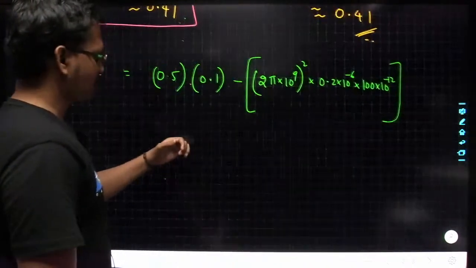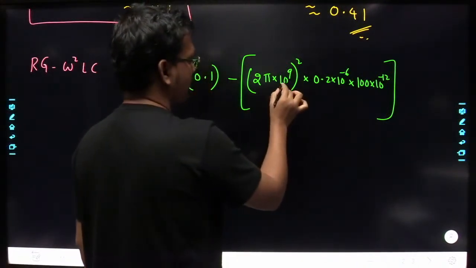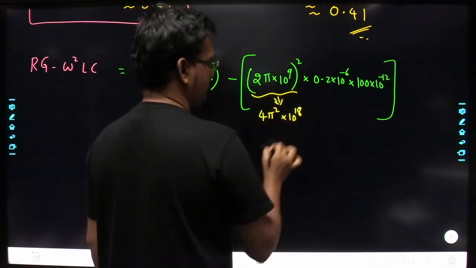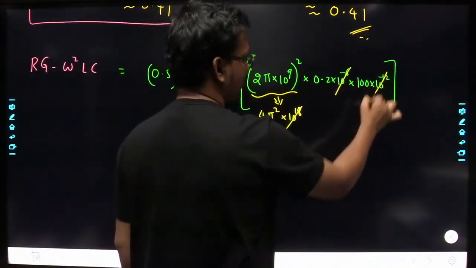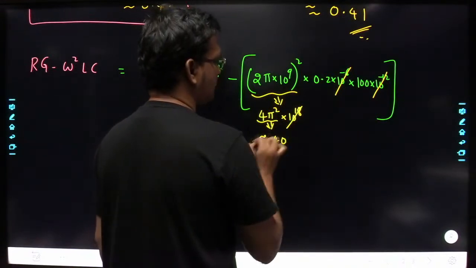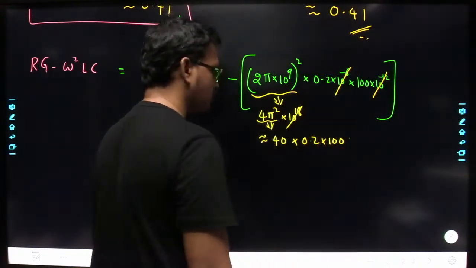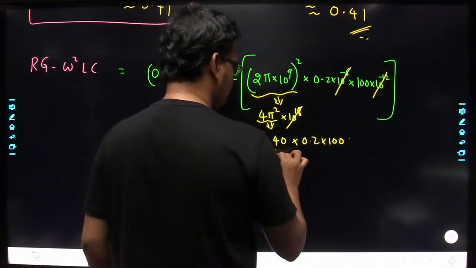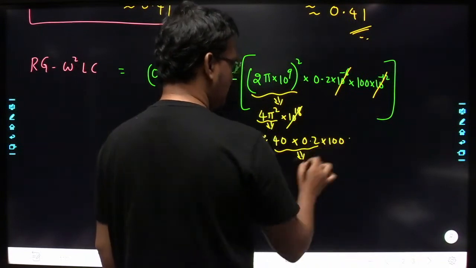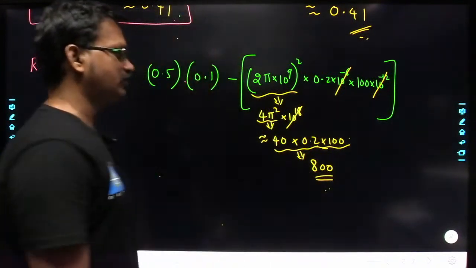If you do this, you are going to get 4 pi square into 10 power 18. Here 10 power 18 and 10 power minus 18 will get cancelled. So 4 pi square I can write as approximately 40. So 40 into 0.2 into 100. 40 into 0.2 is nothing but 8. 8 into 100, so approximately this value will be 800.